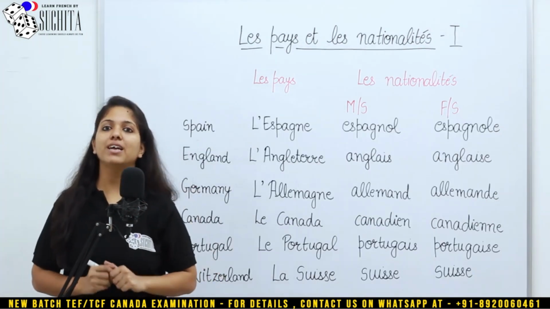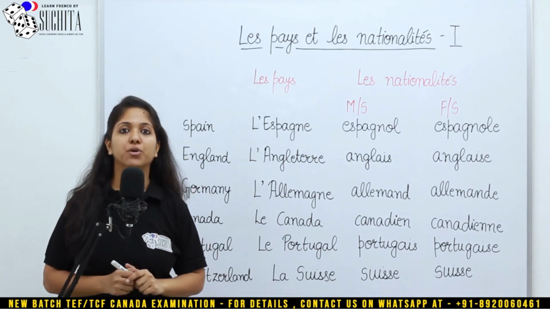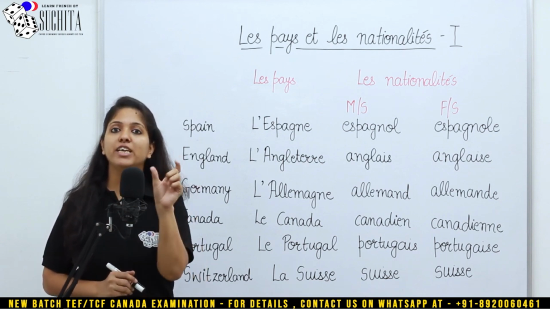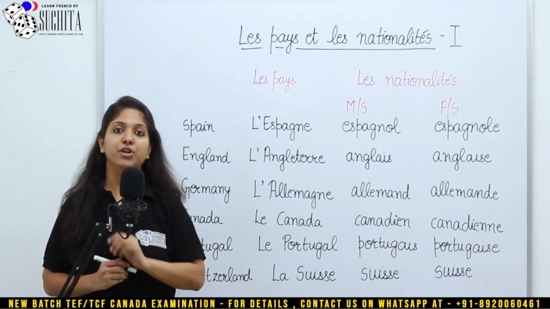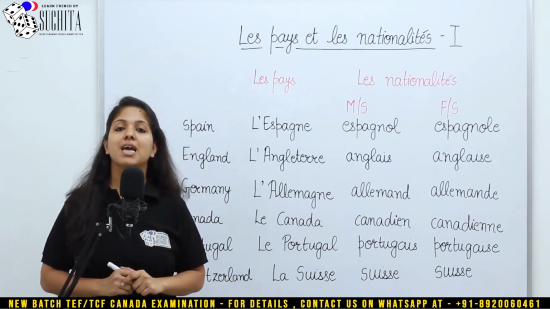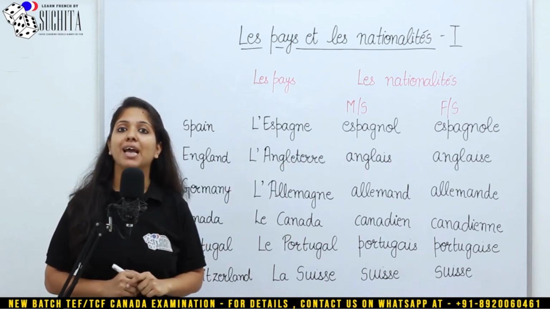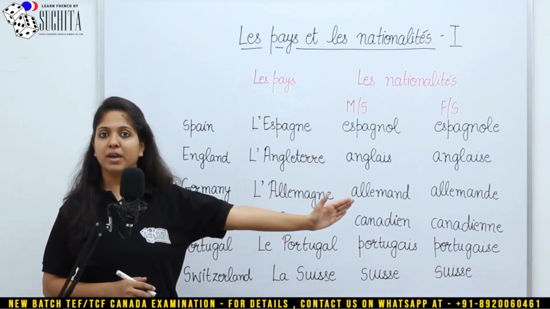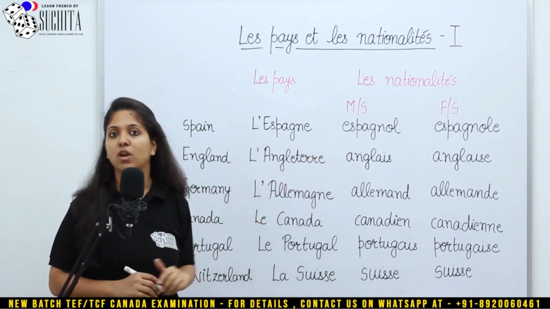Okay, so the next country is Spain. Spain is l'Espagne. So whenever you have GN combination, the sound is always n. So l'Espagne. Now the corresponding nationality is Espagnol. In order to make it feminine, I applied E, and the pronunciation is same. Espagnol, Espagnol. So l'Espagne, Espagnol, Espagnol.